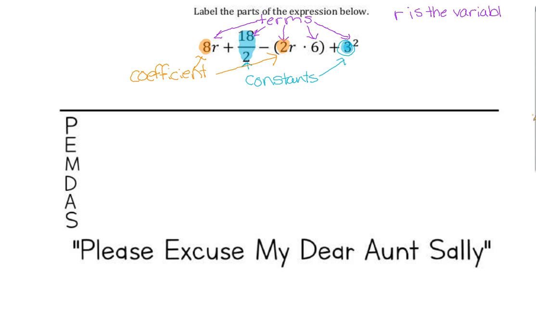Okay, next we have exponents, and that is our last one, and we should all know what this is. Our exponent is this little number up at the top. It's telling us how many times we need to multiply that number by itself.